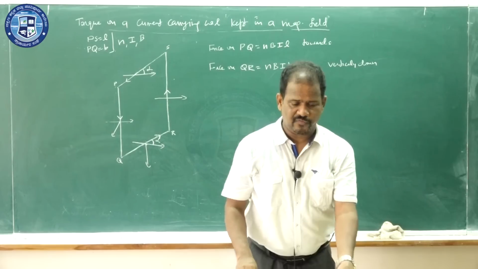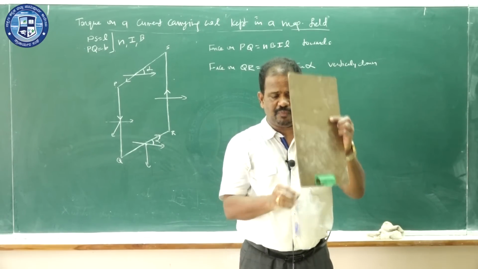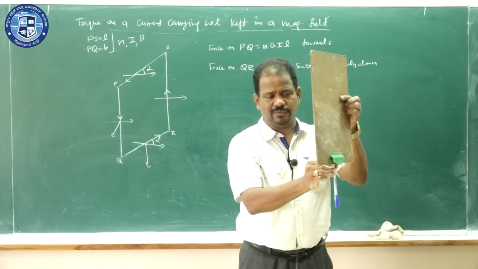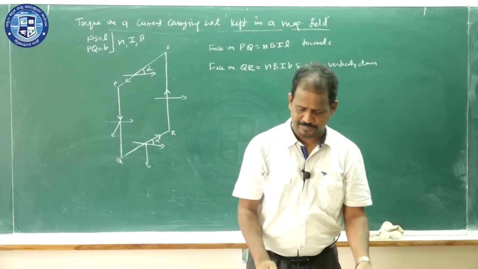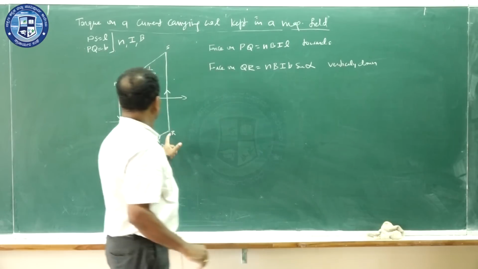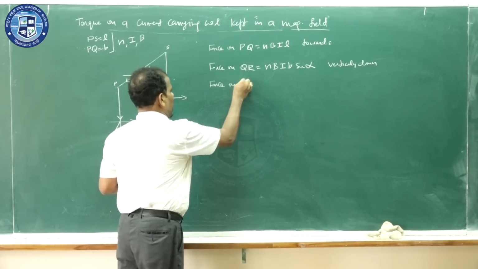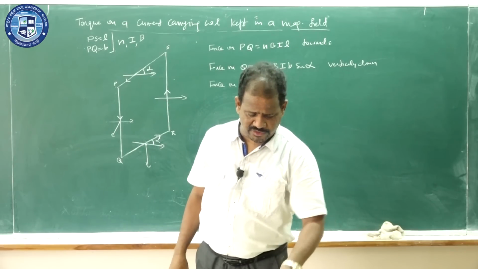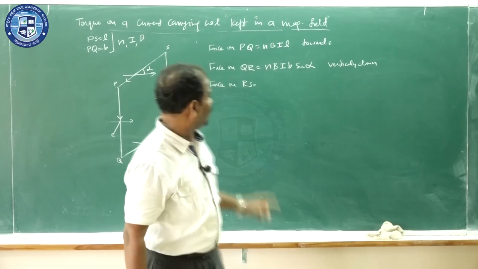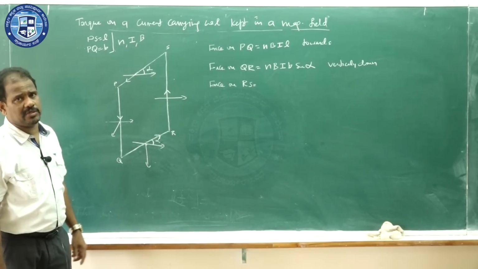Therefore, force on this part is towards you, force on this part is vertically down. This is the force direction, this is the force vertically down. Force on RS. What is the force on RS? Same as that of PQ, because all terms are the same.